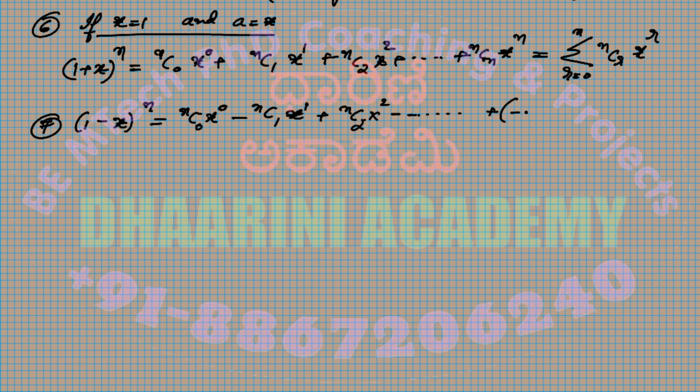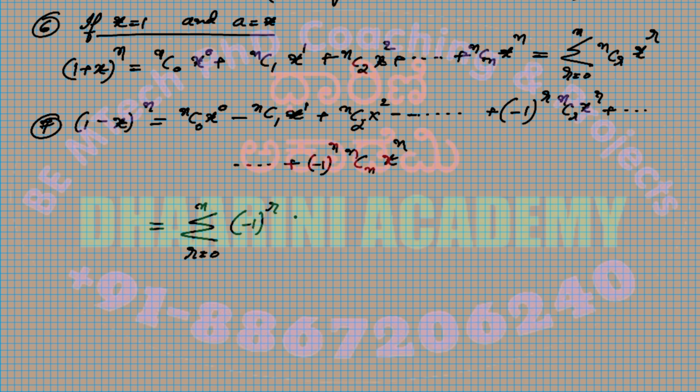Let's write the rth term now. So minus 1 to the r, this is nCr into x to the r, plus, try to write the last term. So this is minus 1 to the n because I'm writing the nth term, nCn into x to the n. All right, so what we are trying to write now is this: the summation, say r equal to 0 to n, of minus 1 to the r nCr into x to the r. This is 1 minus x to the n. One very standard result.